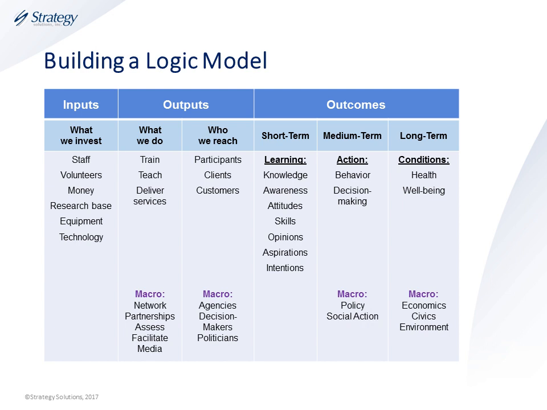So we're doing some type of activity in our program. We're training, we're teaching, we're delivering some type of service. We're also reaching people. So the number of participants in a program is actually an output. The number of customers, customer satisfaction is an output. Short-term outcomes include things, generally things related to learning, knowledge, awareness, attitude, skills, opinions, aspirations or intentions.